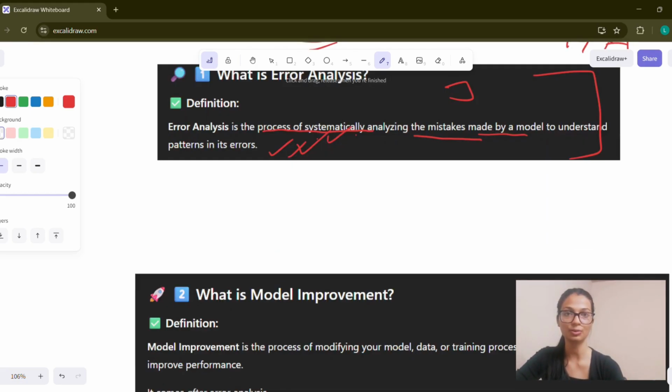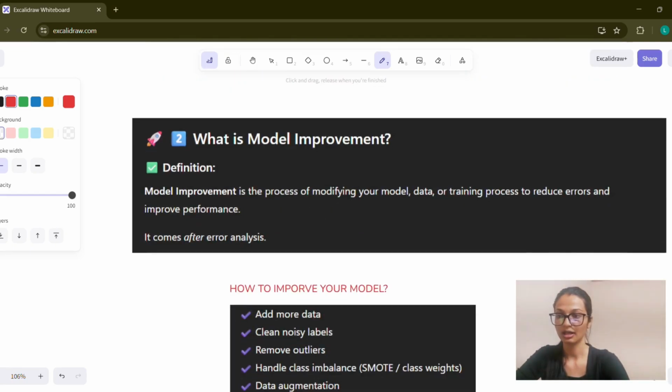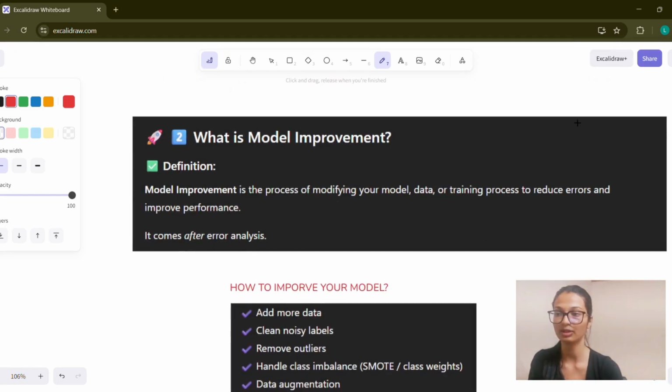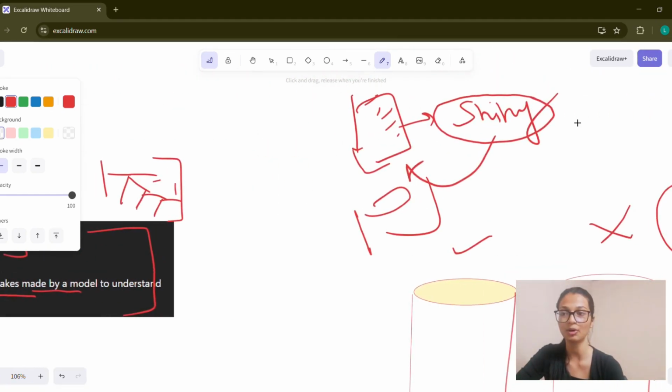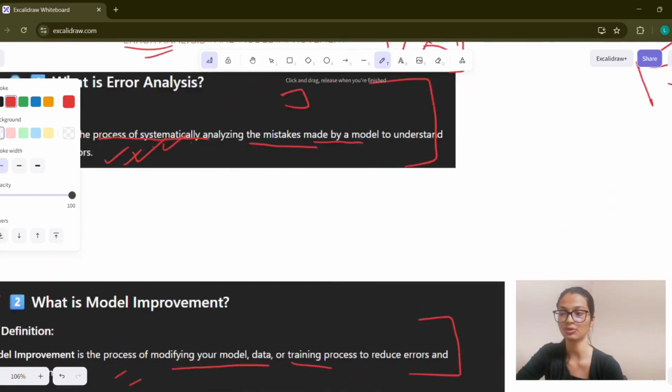Now moving on to model improvement. So what is model improvement? Let us understand the definition first. Model improvement is the process of modifying the model, data or training processes to reduce errors and improve performance. The change I made here was that I gave my model some pictures to analyze and learn again, so that next time my model does not make an error. This is what is known as model improvement.